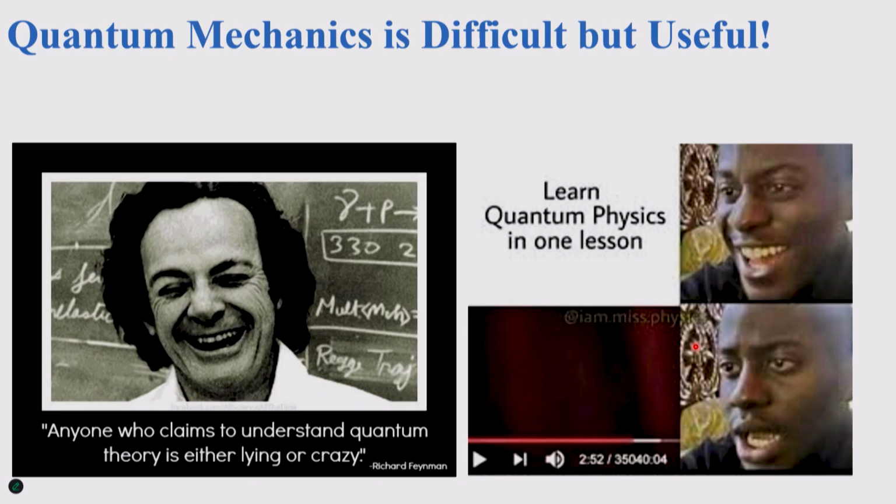So again, quantum mechanics is extremely hard if you want to learn everything, right? And there was a famous joke or comment by Richard Feynman that anyone who claims to understand quantum theory is either lying or crazy. So it's never like this. And this was more funny: somebody saw quantum physics in one lesson. He's very happy, oh, I'm going to learn it in one lesson. But he saw the hours, and they're like, oh my god. So it's not that easy.